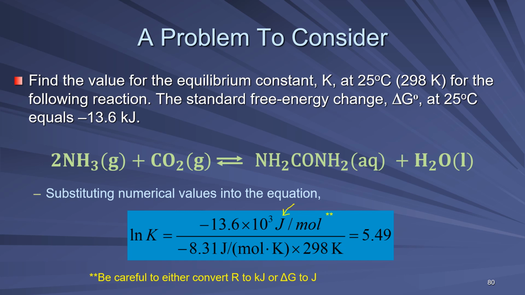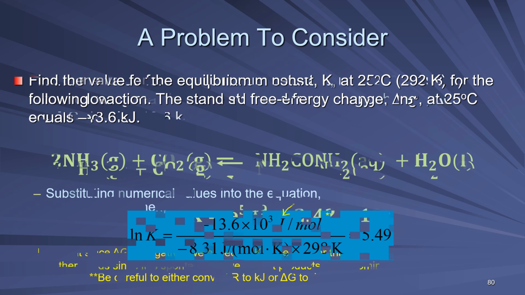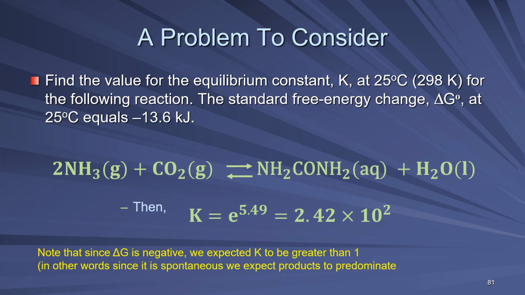Just don't forget that. So 5.49, and then if we take e raised to both sides, we get K equals 2.42 times 10 to the second, or we see that's 242. So let's just think about that. The K is larger than 1, and that means products predominate. That makes sense because delta G is negative, and so it's a spontaneous reaction.